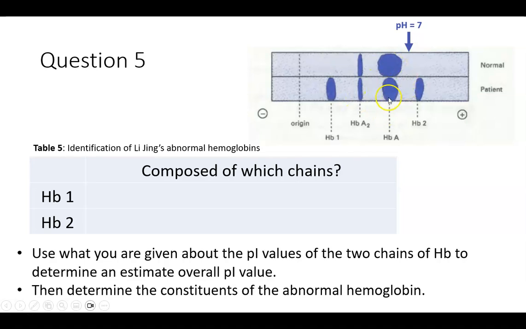So you've got mostly A and A2. So a normal person would have these two bands right here. But she has two extra bands. She has what we call hemoglobin 1 and hemoglobin 2.